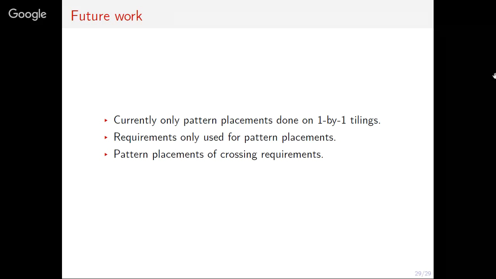And also pattern placements of crossing requirements. So if we have some requirements crossing some cells, we don't know how to deal with that at the moment, but we've seen that there's huge applications of that with juxtapositions of permutation classes.